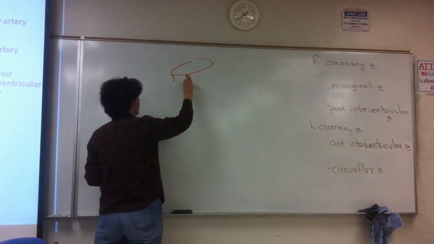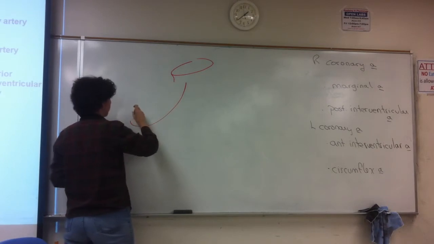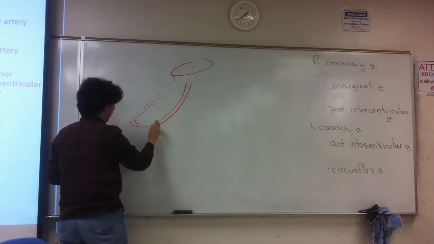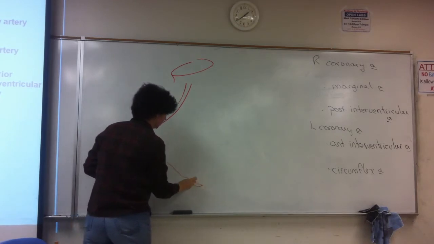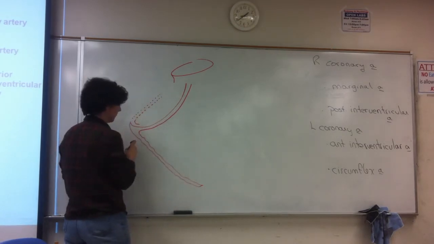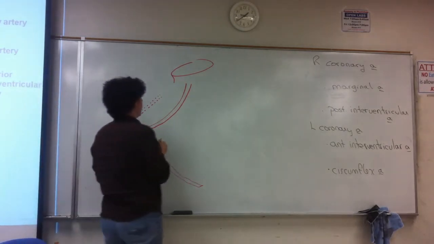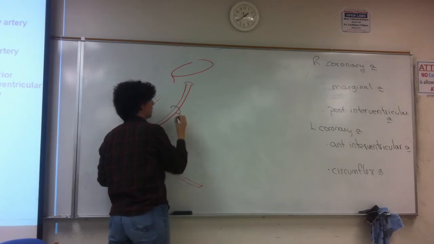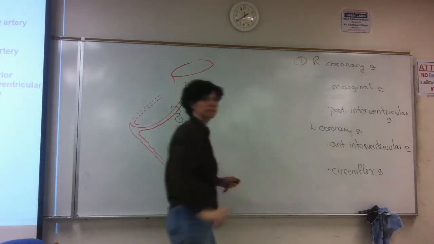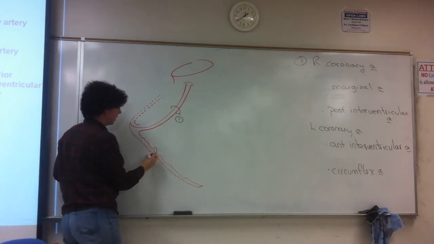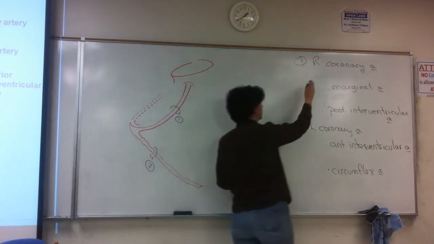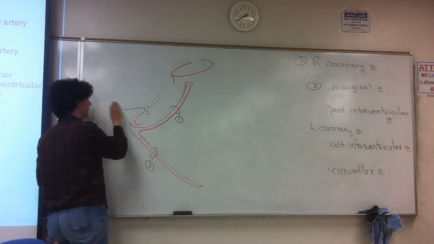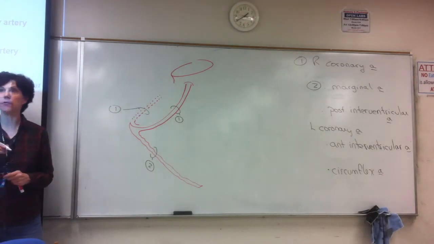Okay? So coming off the right side, we're going to have the right coronary artery. And along the right border, it will give off the marginal artery. So right coronary artery is number 1. Okay. The marginal artery along the right border is 2. This is still the right coronary artery, all right, even on the back side. We're still visualizing the right coronary artery.